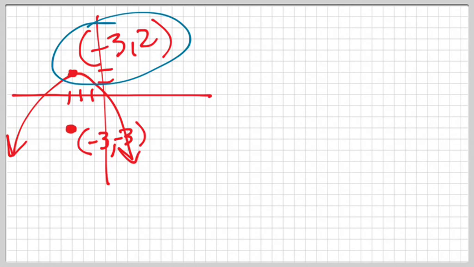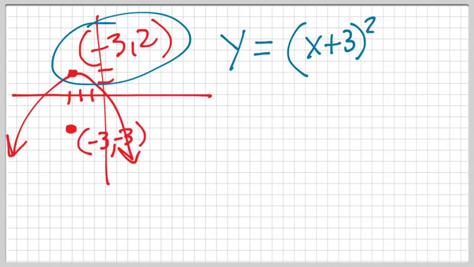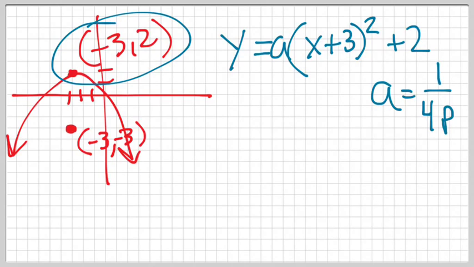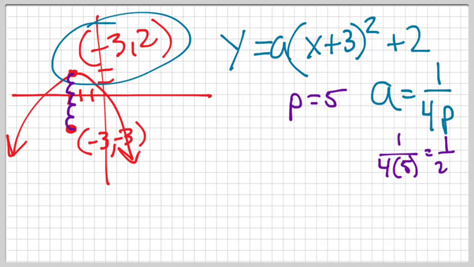Okay, so first thing I'm going to do is, using my vertex, which of course we know this is the vertex, it's going to be y equals x plus 3 squared, and then plus 2. Now normally we'd have a in front, but remember we discovered that a is really 1 over 4p. And p is the distance from the vertex to the focus, so 1, 2, 3, 4, 5 units. So p equals 5. And then that means 1 over 4 times 5, which is 1/20th.